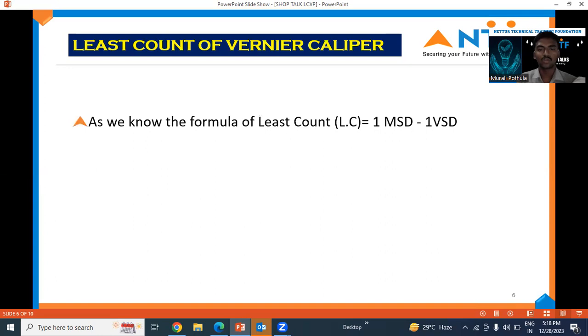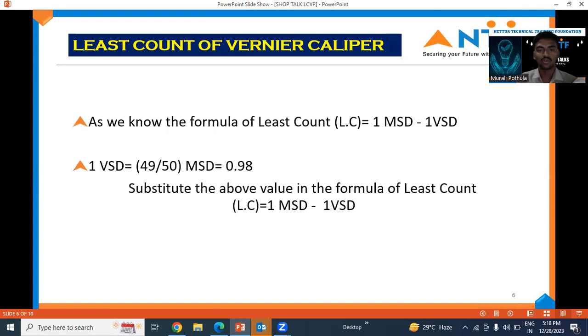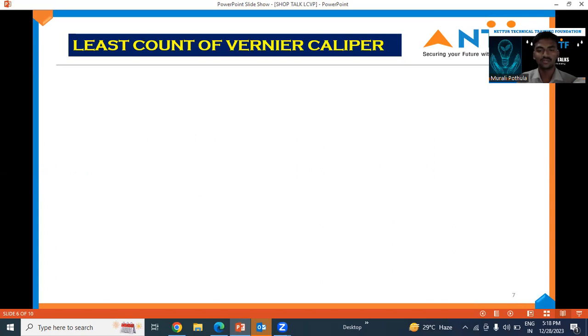As we know the formula of least count, LC equal to 1 MSD minus 1 VSD. 1 VSD equal to 49 by 50 MSD, equal to 0.98. Substitute the above value in the formula of least count. LC equal to 1 MSD minus 1 VSD.